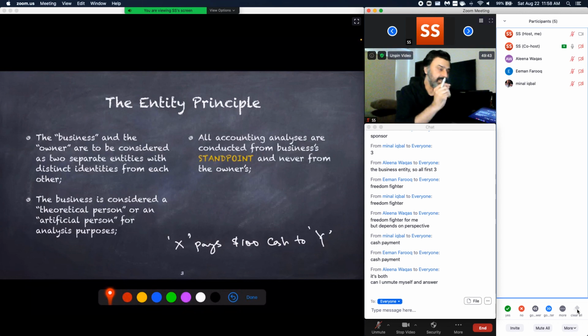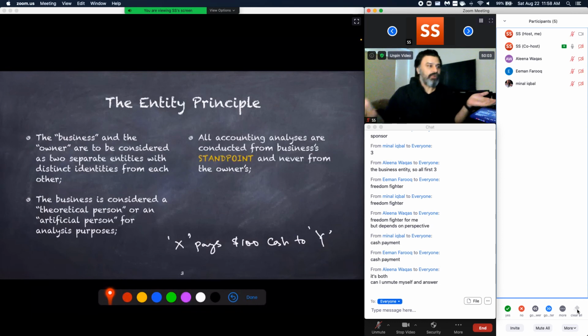And that is the importance of this third point here. All accounting analyses are conducted from the business's standpoint and never from the owner's. There is a reason for that. In order to have a uniform analysis, you need to choose either X or Y.